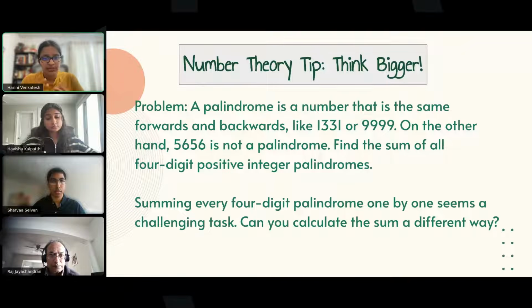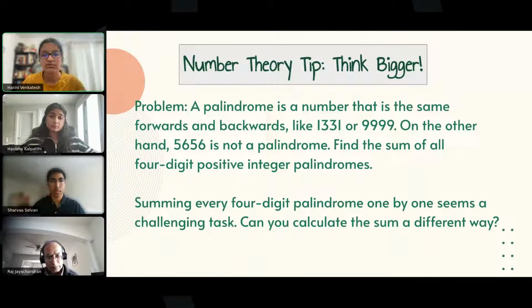I'm going to talk about a really quick number theory problem. I think one tip in number theory is to think bigger, so not necessarily to get bogged down in the specific numbers that you're working with, but to think a little bit more meta in a sense. Say you have the problem: a palindrome is a number that is the same forwards and backwards, like 1,331 or 9,999. However, 5,656 is not a palindrome because backwards it's 6,565. It's not the same. If you wanted to find the sum of all 4-digit positive integer palindromes, that's hard to do if you take every number individually.